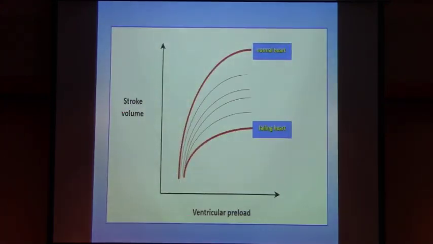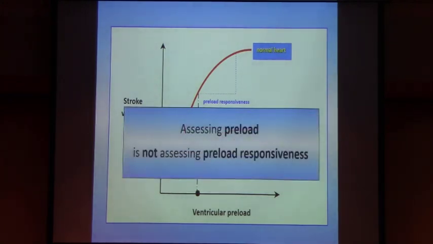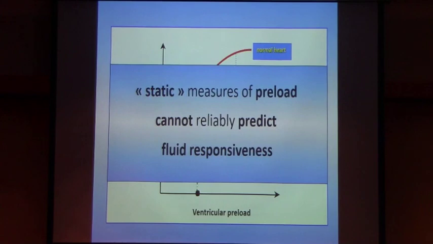But I told you that the Frank-Starling curve is very important. Yes, but there is no single Frank-Starling curve. There is a family of curves from a normal heart to a failing heart. Therefore, if you measure preload by whatever you want, CVP, wedge pressure, volumes, area, BNP, etc., the same value of this marker of preload can be associated with preload responsiveness or preload unresponsiveness. This is why we cannot use static markers of preload to predict fluid responsiveness. Assessing preload is not assessing preload responsiveness, and static measures of preload cannot reliably predict fluid responsiveness.